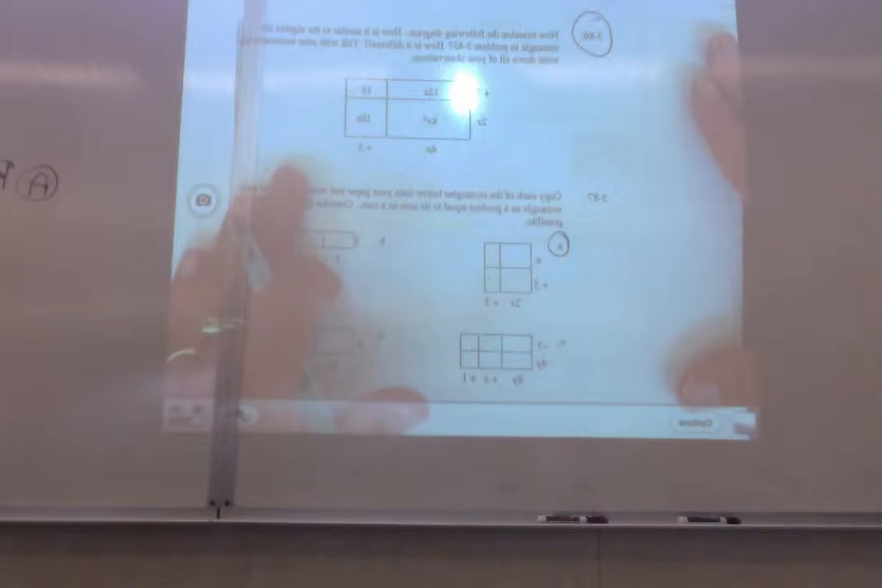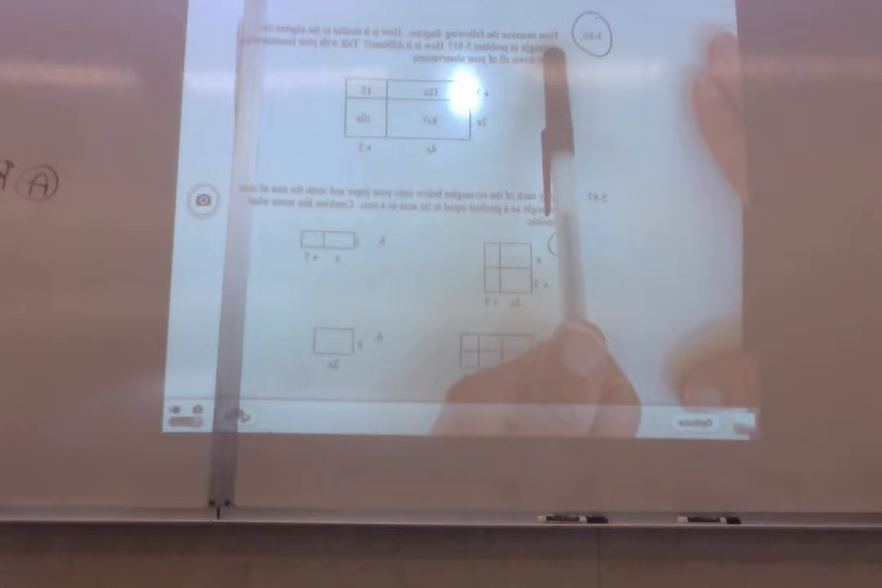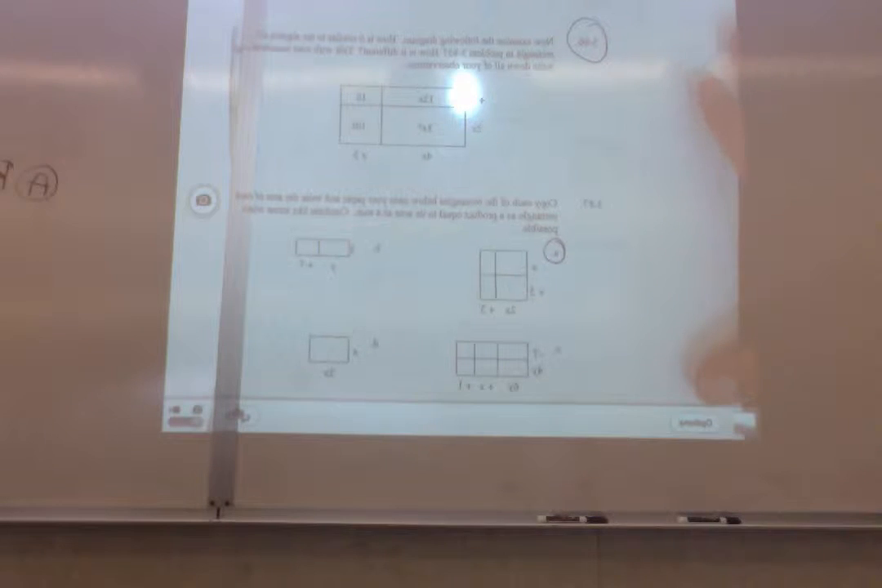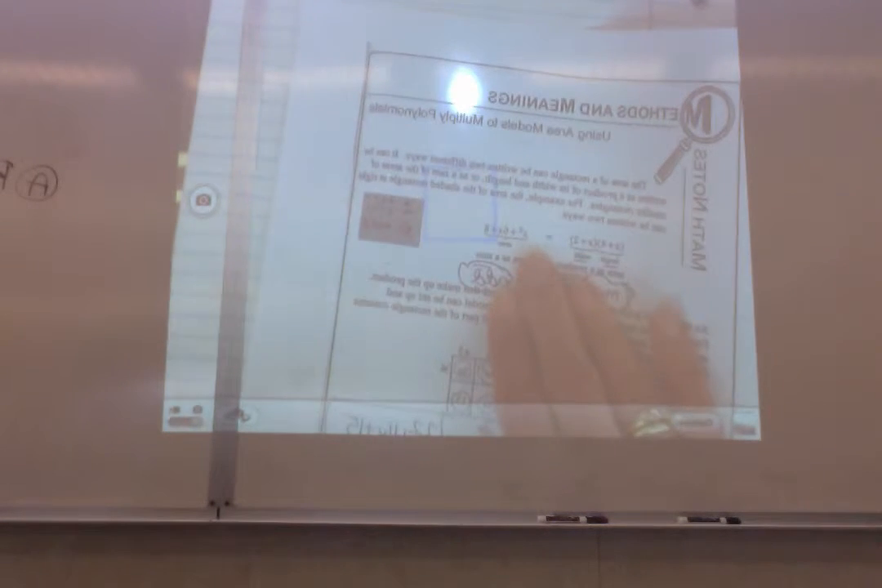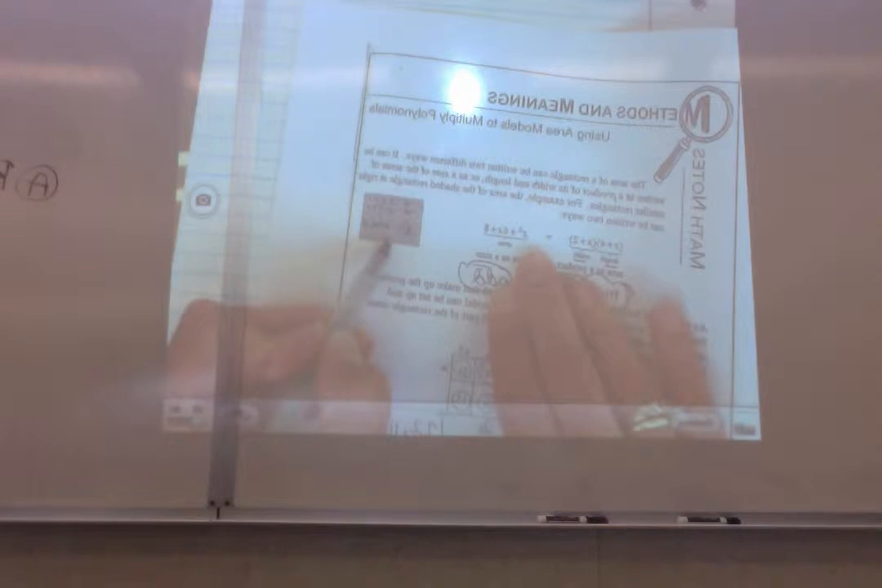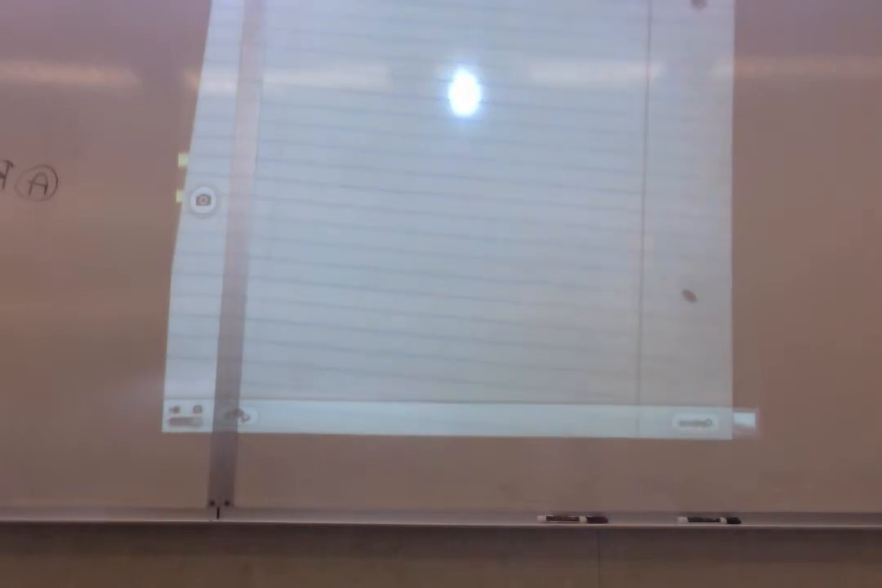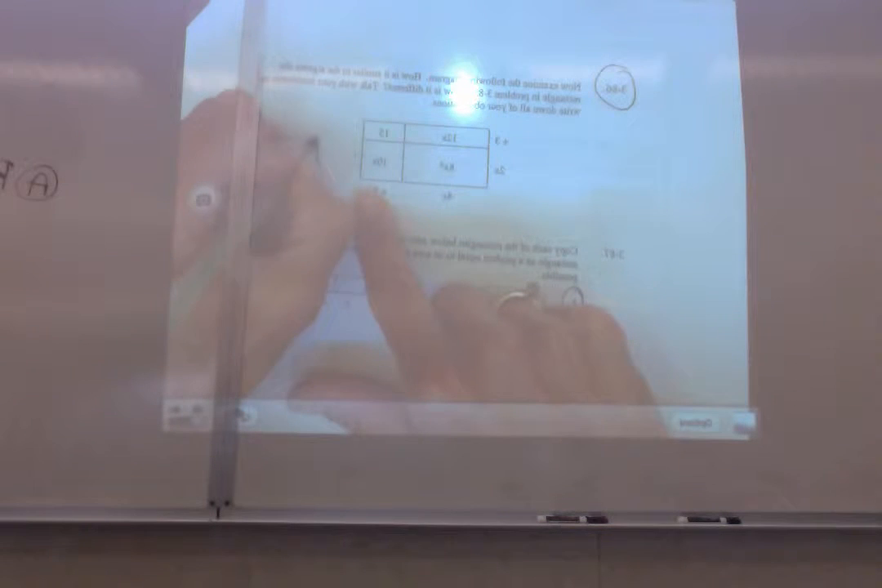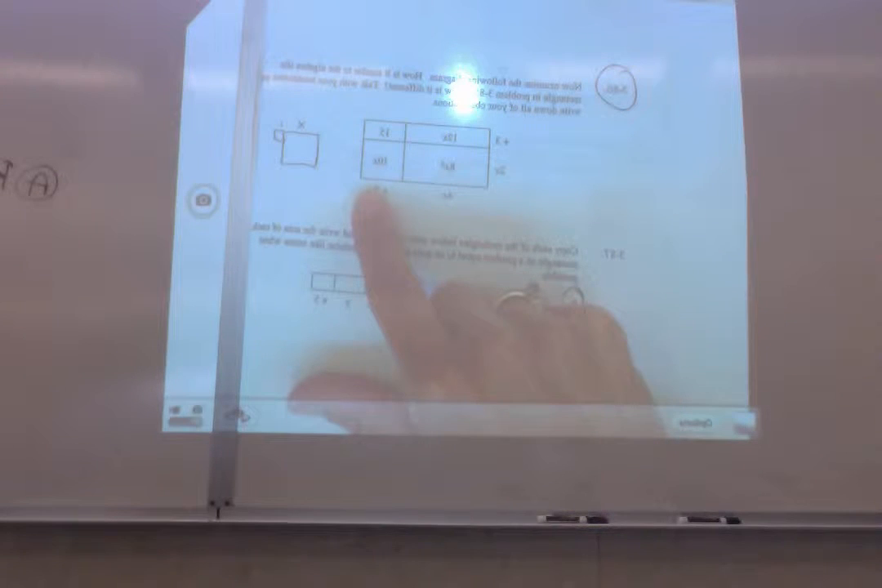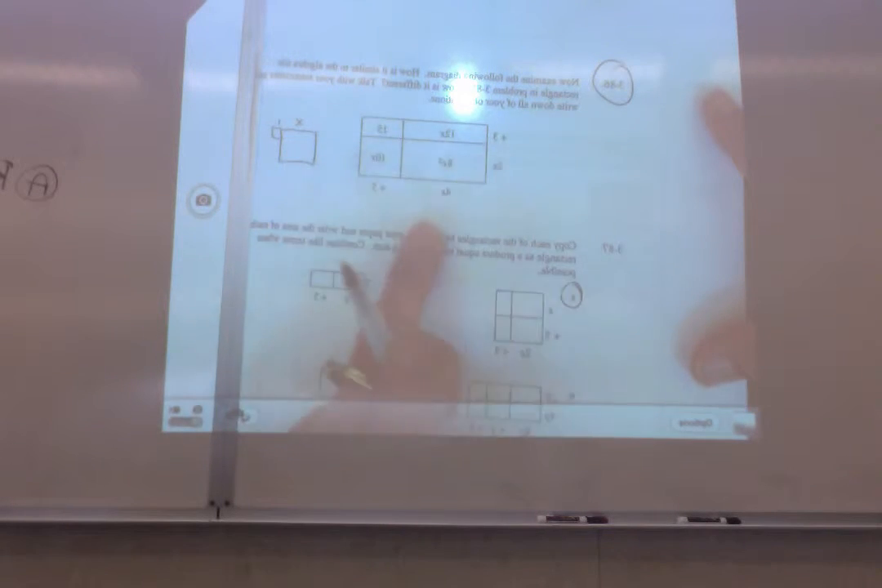First, the top problem said, examine this. How is it similar to the algebra tile rectangles? How is it different? Now, the algebra tile rectangles are the ones like in the first example up here, where we had one side that's x and one side that's 1. And you had a whole bunch of rectangles, Andy, 2 days ago that were made up of various shapes of putting x and 1 pieces together. Remember that? So how is this the same and how is it different?